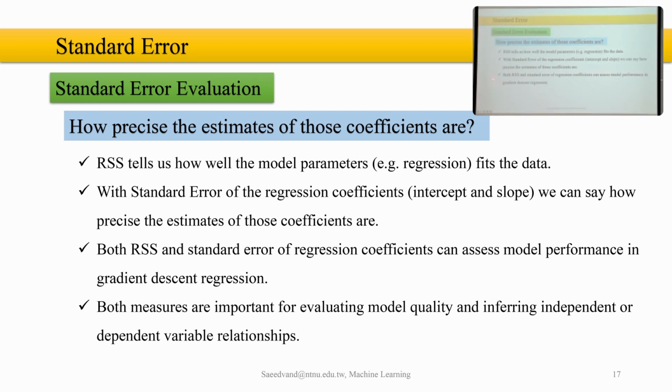So we can say both RSS and standard error of regression coefficients can be used for assessing performance of the model in a decent way, but of course we need both to talk about the model that we have better. Both of them are important, and they help us say the quality and infer the relationships between variables, and we discuss them to show how the input is affecting the output, how much it is.